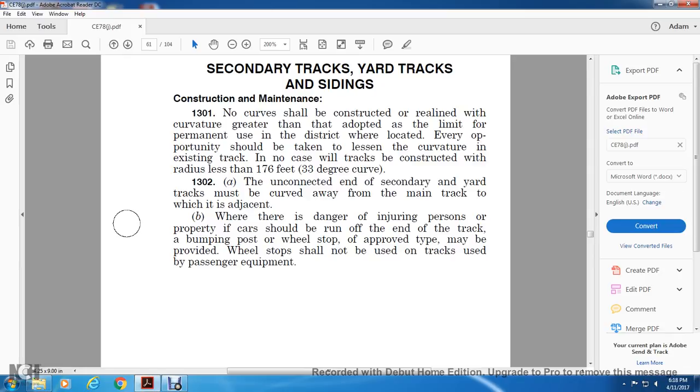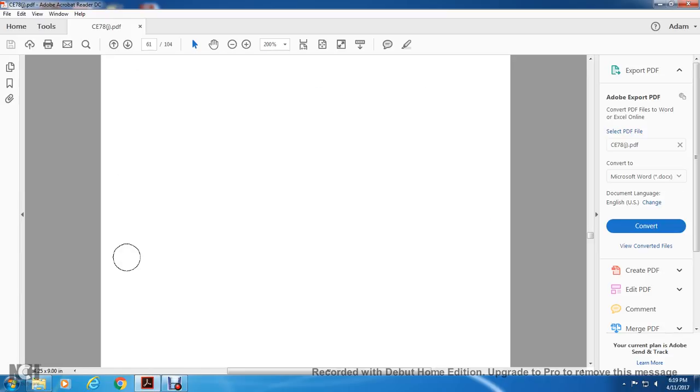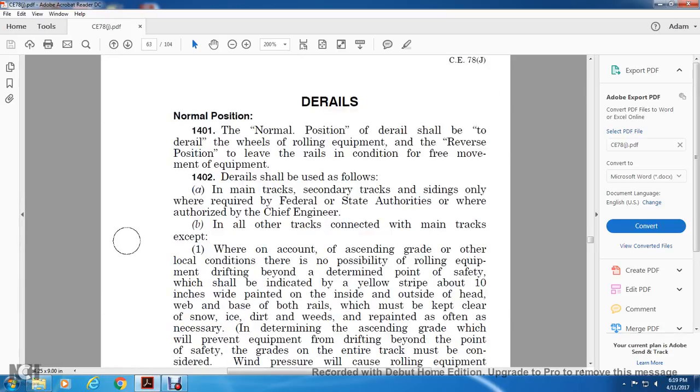The unconnected end of the secondary yard track must be curved away from the main track which is adjacent. Where there is danger of injuring persons or property, cars should be stopped at the end of the track by a bumping post or wheel stop approved and provided, and wheel stops should not be used for tracks with passenger equipment. Alright, derails.